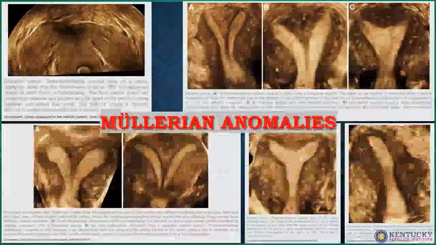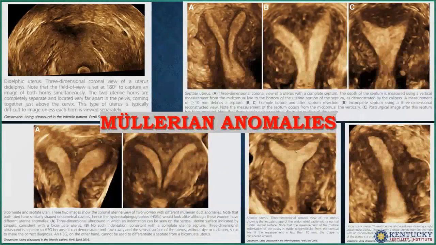But just to see a spectrum of the types of issues we can see with this, these are all 3D ultrasounds showing various types of Mullerian anomalies, from a didelphic uterus, where you have two separate uterine bodies that failed to fuse, to a bicornuate uterus, where we have two separate uterine cavities and a defect in the fundus here, to a couple of different images of septums, an arcuate uterus, a unicornuate uterus. And so there are a lot of different ways we see uteruses fail to form.